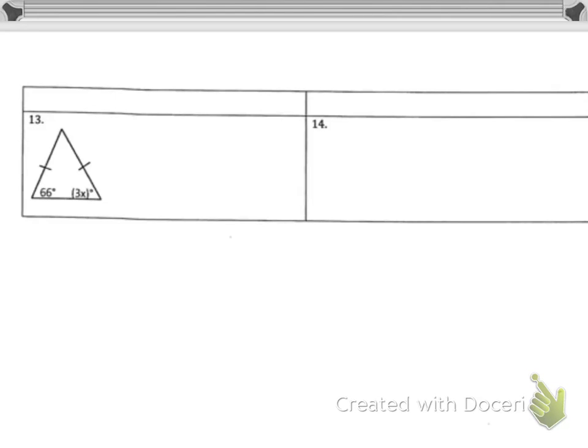Our last example. So once again, we see we have two congruent sides, and the angles opposite of congruent sides are congruent, which means that 66 equals 3x. We're solving for x. We divide by 3. We get 22 equals x. So again, remember, if you have congruent angles, the sides across from them are congruent. If you have congruent sides, the angles across from them are congruent.